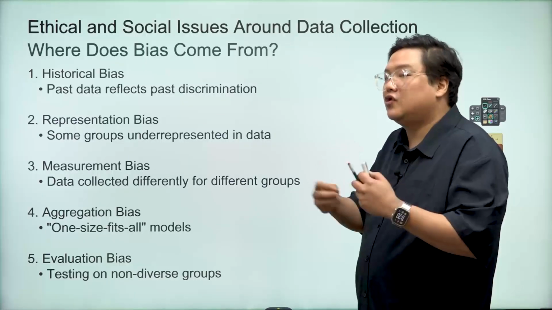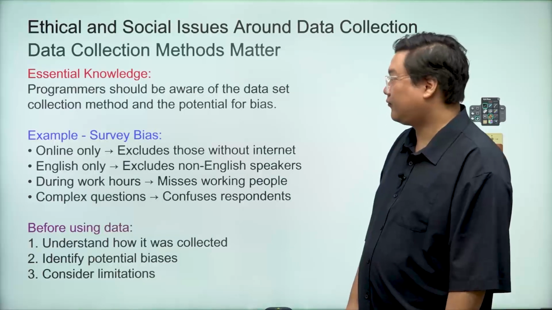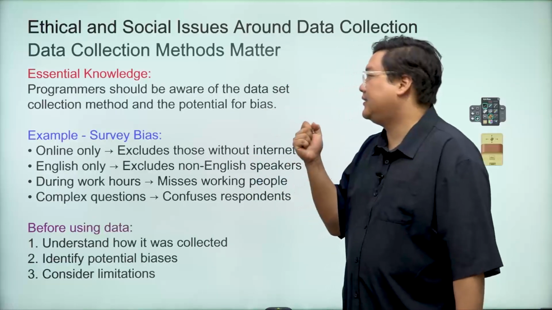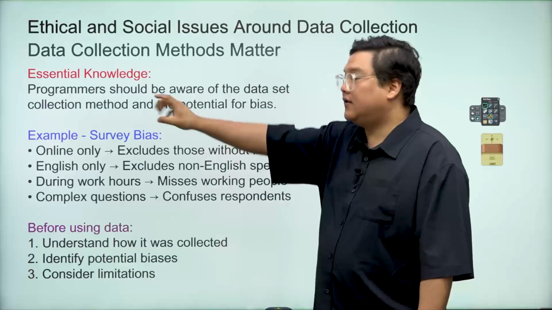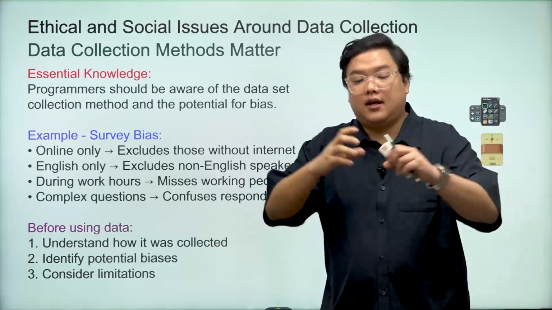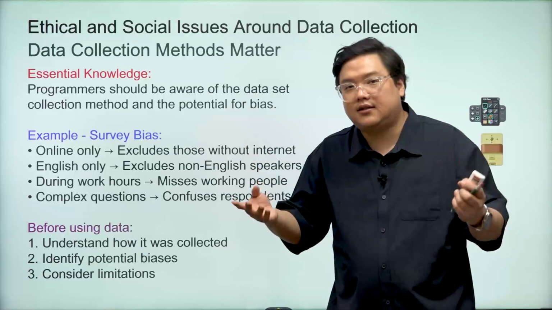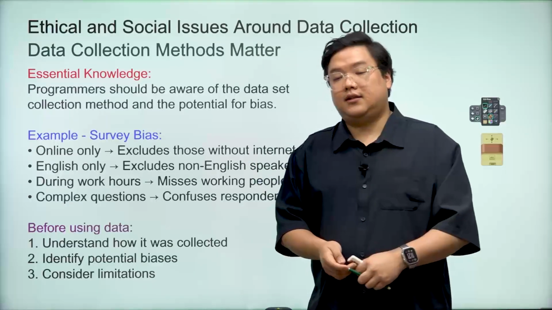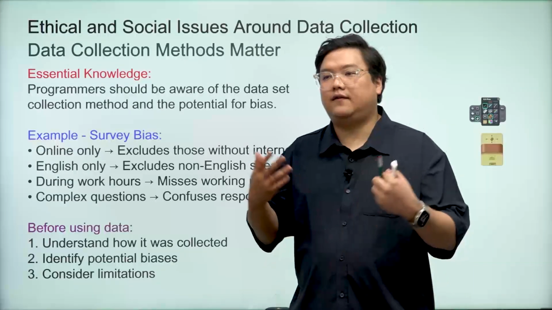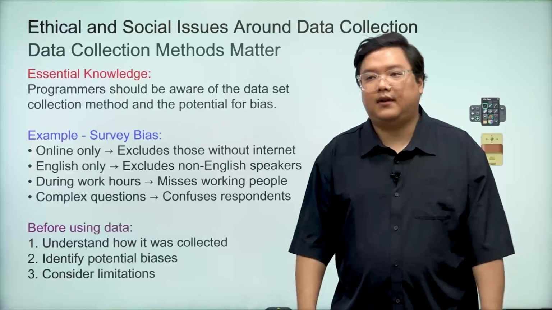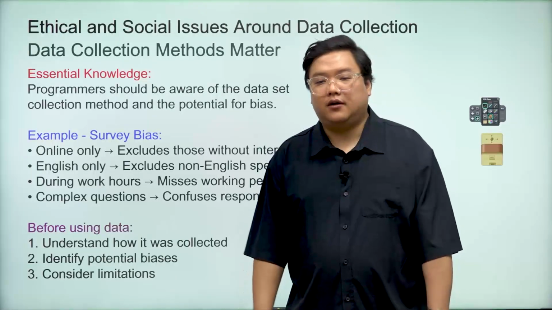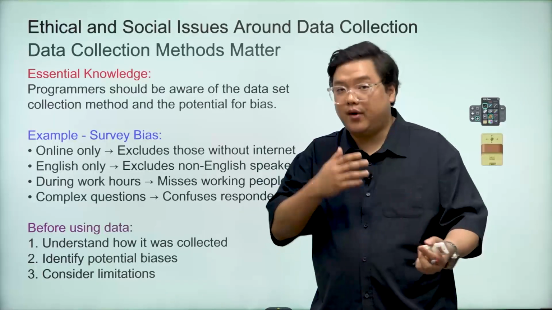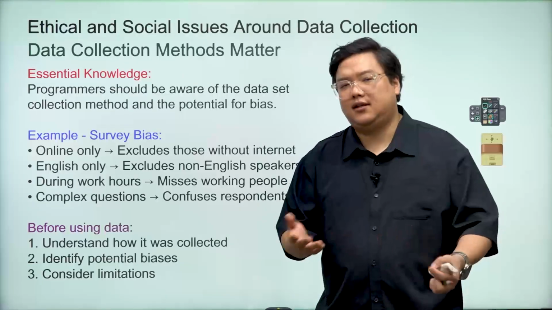So always think about the source of the data. Data collection methods matter. Essential knowledge: programmers should be aware of the data set collection method and the potential for bias. This is where computer science joins together with statistics a lot. If you're taking CSA, you should also consider taking statistics. When I did my PhD, a lot of my work involved data. So data science, if you're interested in it, you need to know both computer science and statistics very well.